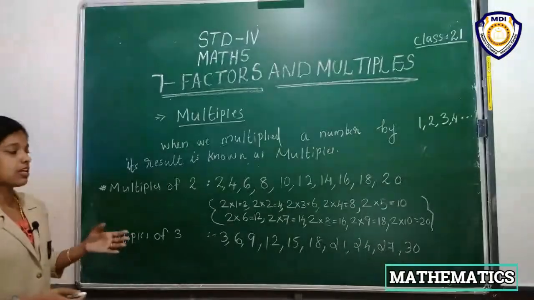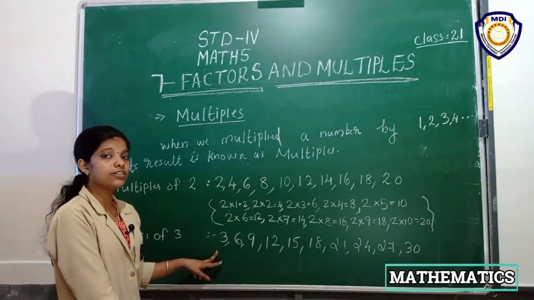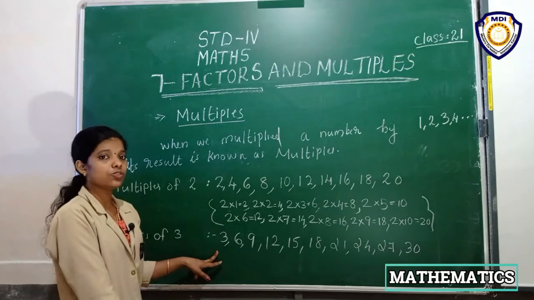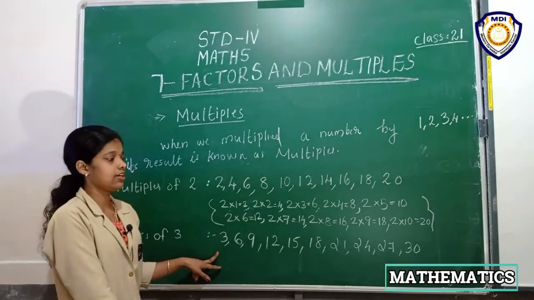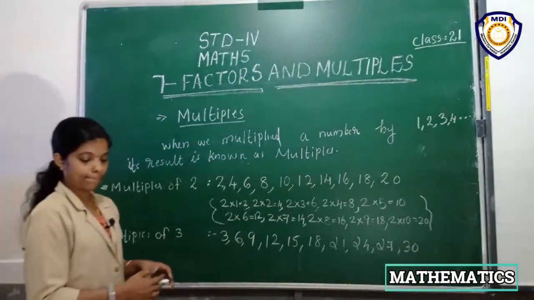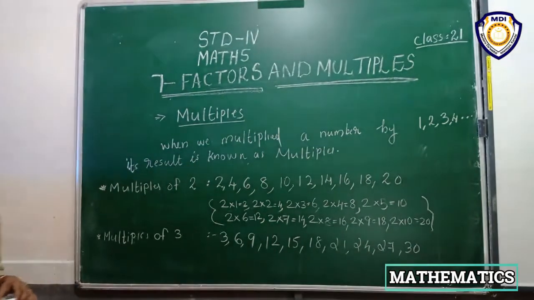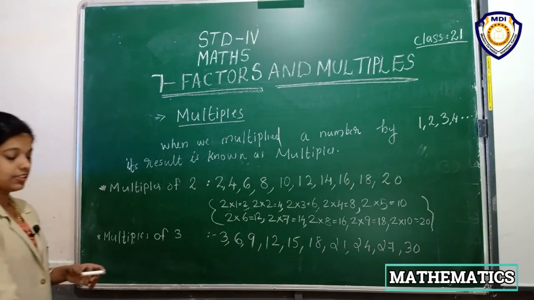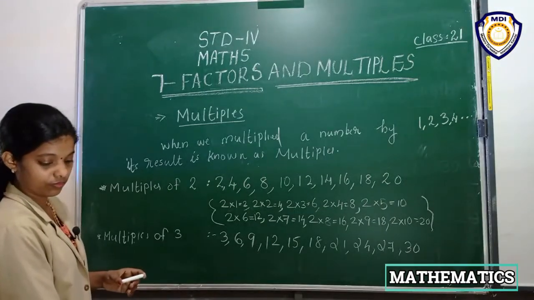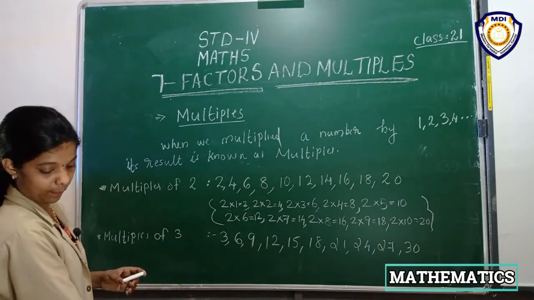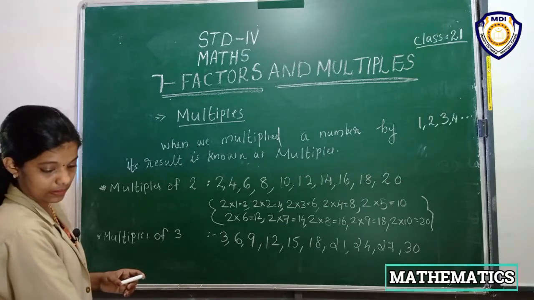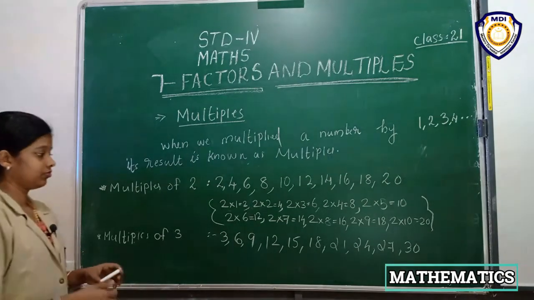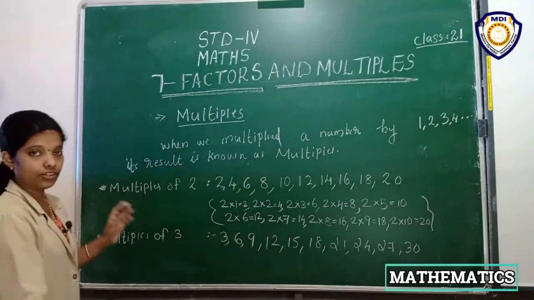The first 10 multiples of 3: 3, 6, 9, 12, 15, 18, 21, 24, 27 and 30. Okay. Write it. Did you finish? Okay.